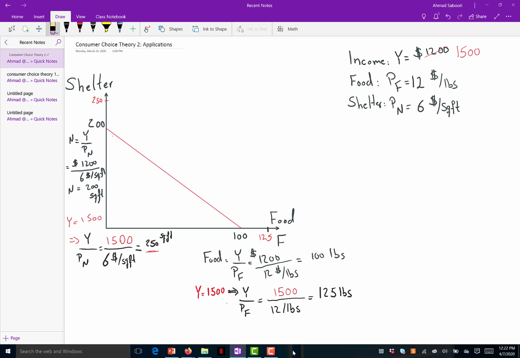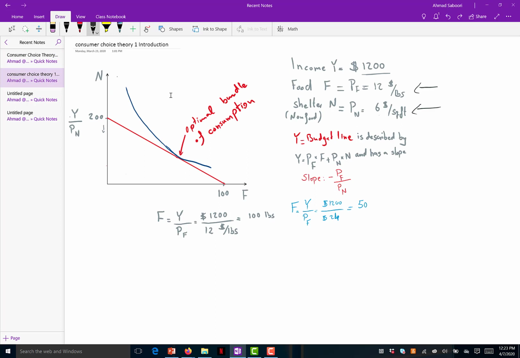Let me put the N a little bit more to the side. Okay, and now all I need to do is connect these two new dots with each other, and what I get is indeed my new budget line. And not surprisingly, this new budget line must be parallel to the old budget line, meaning that they must have the same slope. Why? Let's take a look into the previous week.